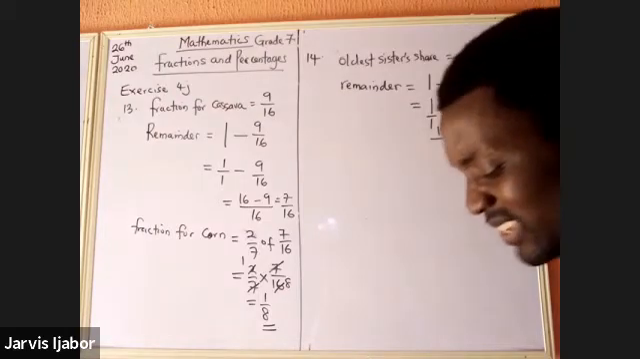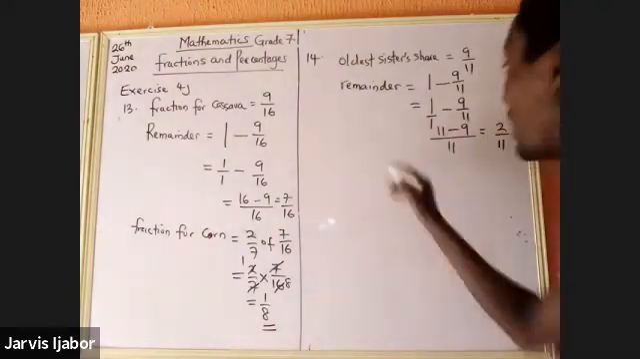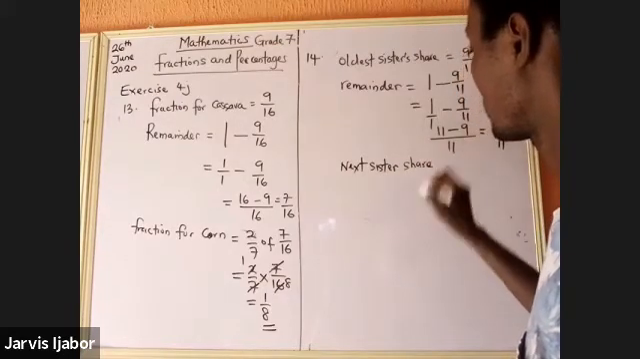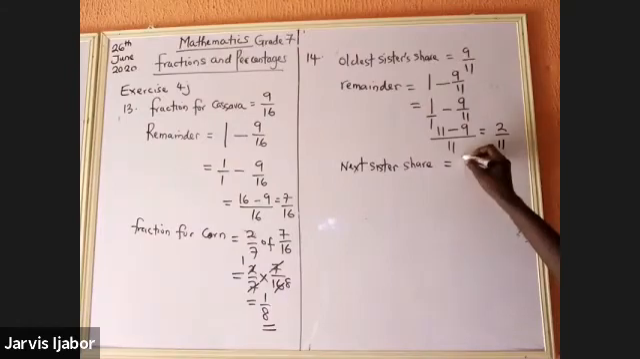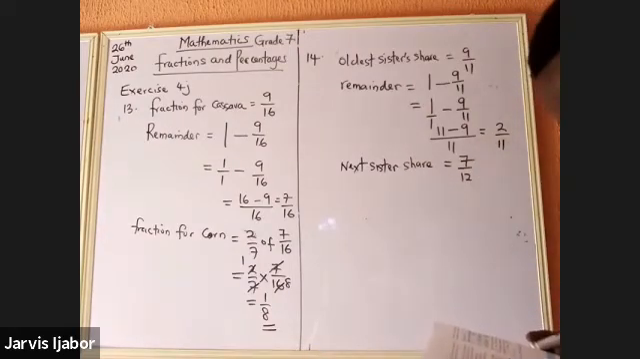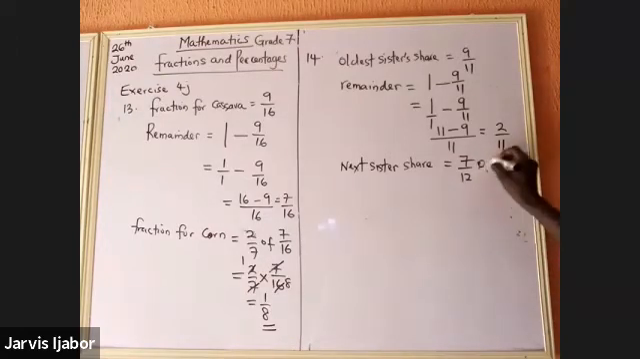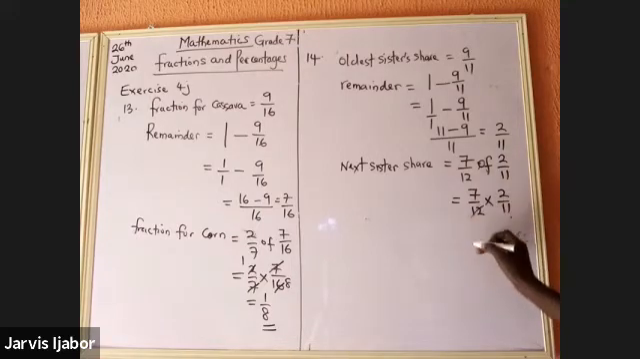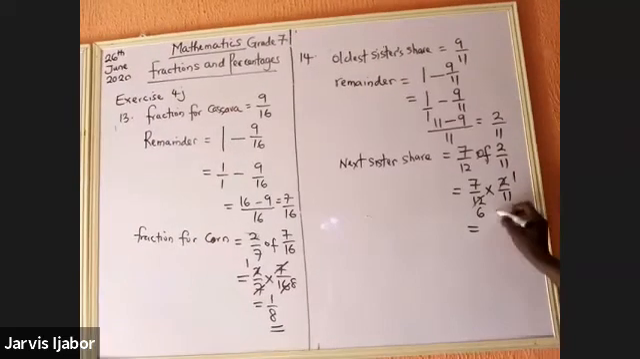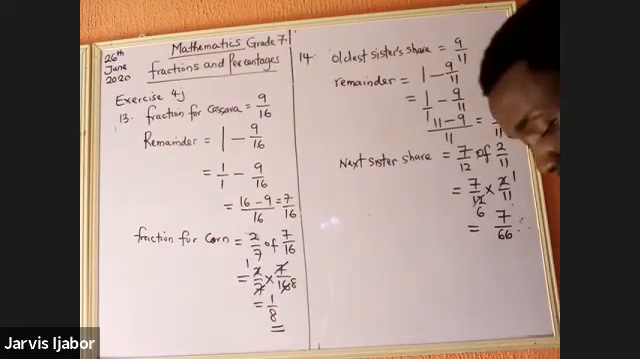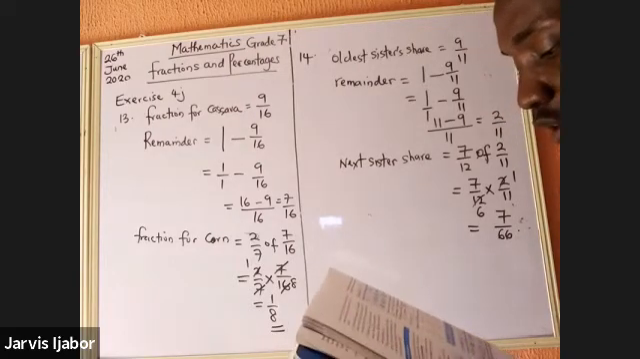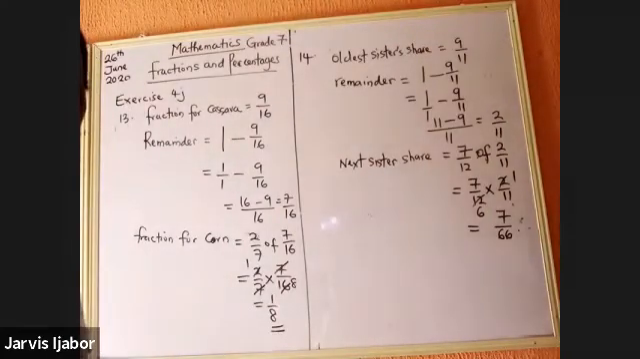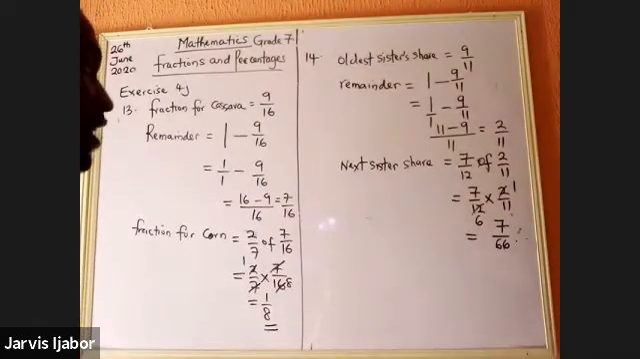Now, they said the next girl gets 7/12 of the remainder. So the next sister's share will be equal to 7/12 times 2/11, which will be 7/12 times 2/11. 2 goes here 6, 2 goes here 1. That gives you 7 over 66. Now, it says, what fraction of the money does the youngest sister get?